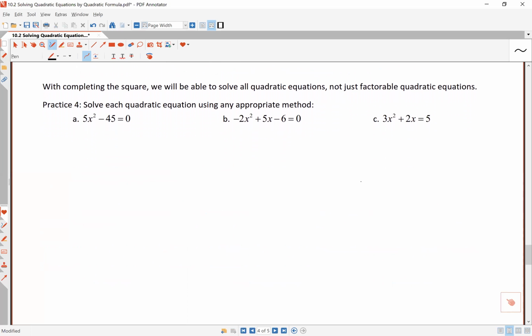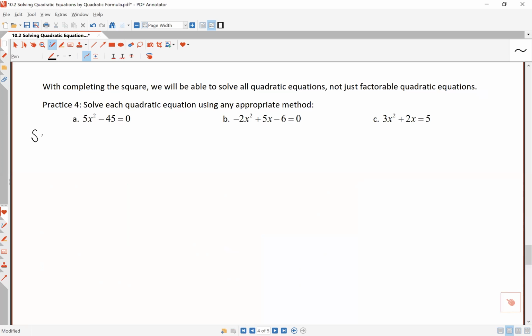So here are 3 practice problems. I'd like you to try and determine which would be the most appropriate method to solve these. And come back and press play after you've done that, and I'll work these out with you. Now that you've had a chance to work these out, I'll work these out with you.